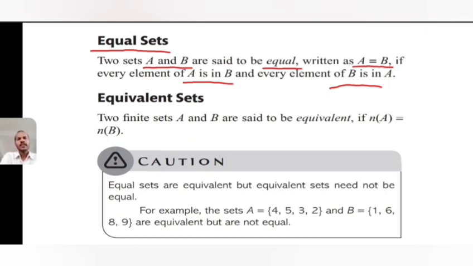Now, the next definition is equivalent sets. When can we say equivalent sets? Two finite sets A and B are said to be equivalent if n of A equals n of B. That is, n stands for the number of elements: the number of elements present in set A is equal to the number of elements present in B, irrespective of their order, right?